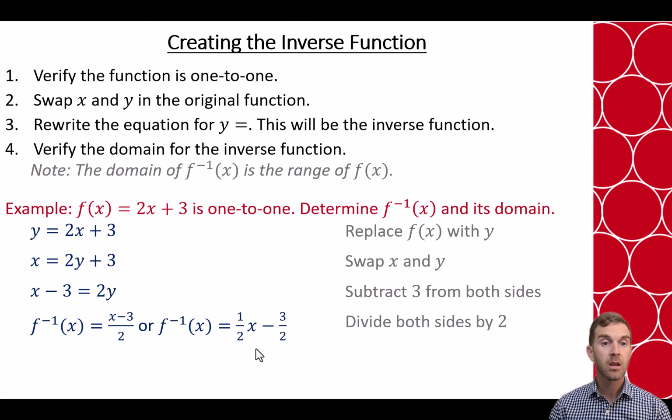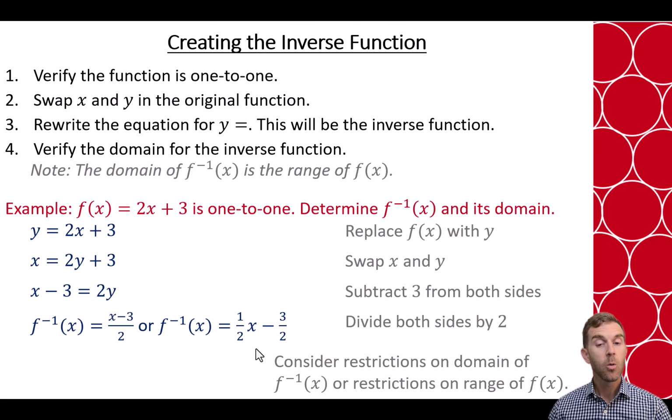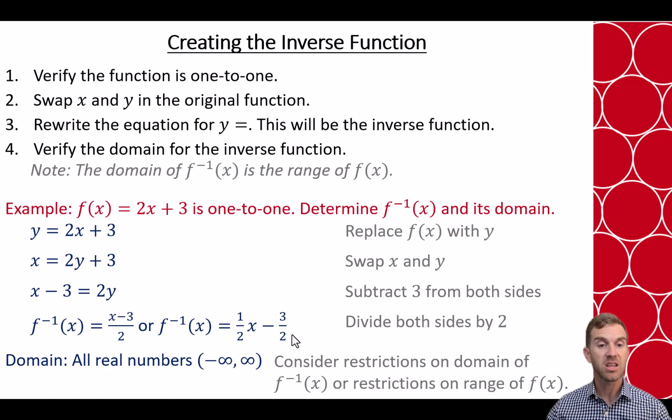Now when we think about the domain, we want to consider the restrictions of the domain of this inverse, or think about what's the range of my original function. And here, there are no restrictions on either of these functions. There's nowhere that I get an asymptote or a hole, or where the function just cannot exist. So that means that my range is all real numbers. And if you need to write that in notation form, we say negative infinity to infinity.